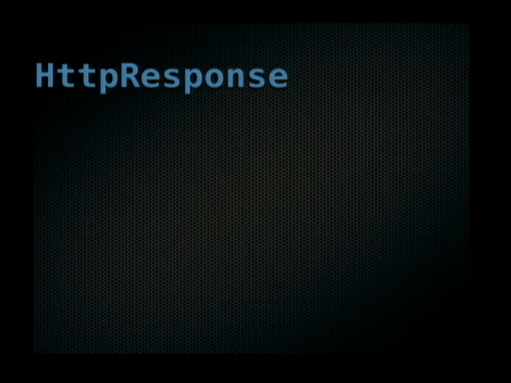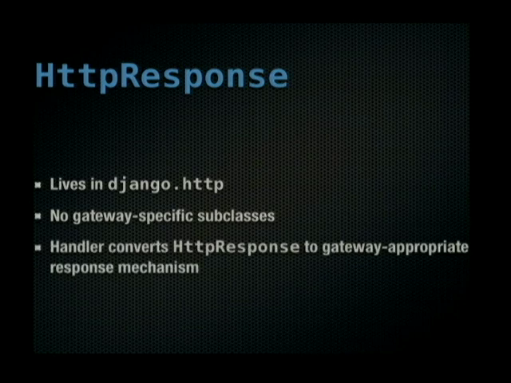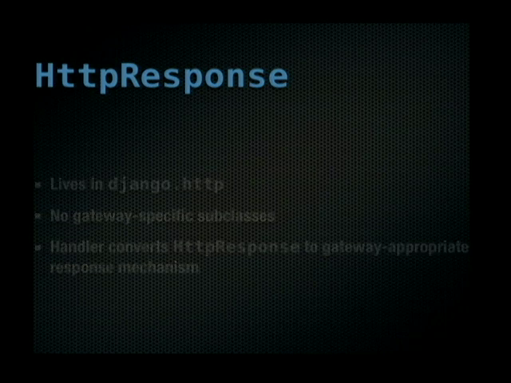Ultimately, the goal is to return an HTTP response. Again, this lives in django.http. Thankfully, this time, we don't have to have a WSGI response and a mod_python response, because the way this works is we return an HTTP response, and whichever handler we're on will take that response and convert it into whatever is appropriate for the gateway we're using. So for example, if it's WSGI, it will invoke the start_response handler with the correct data and then go from there. So you don't have to worry about that too much, which is why you can just directly instantiate HttpResponse and not worry about it.